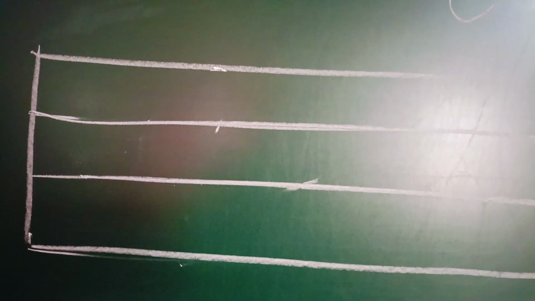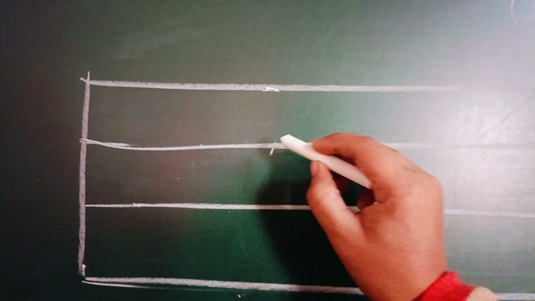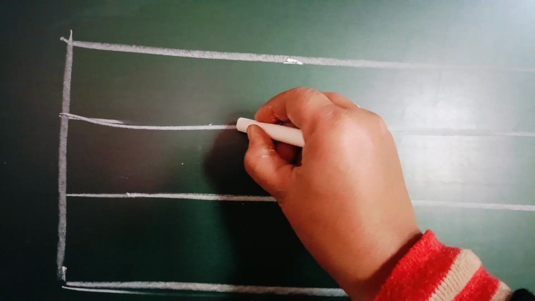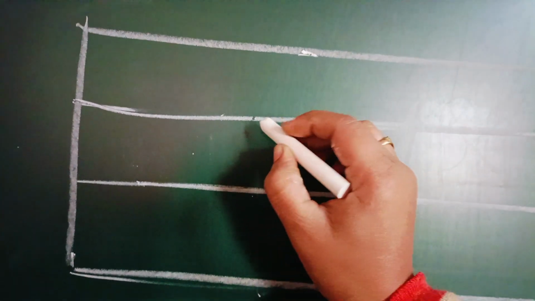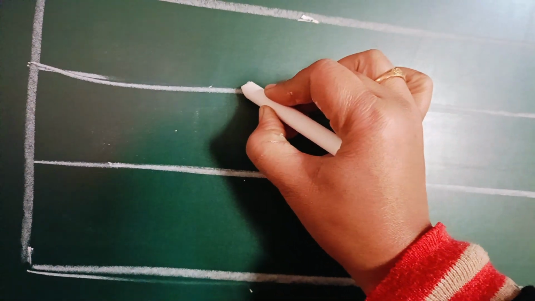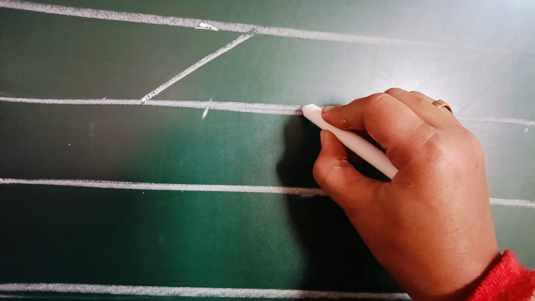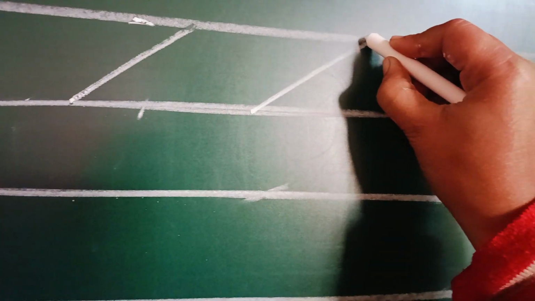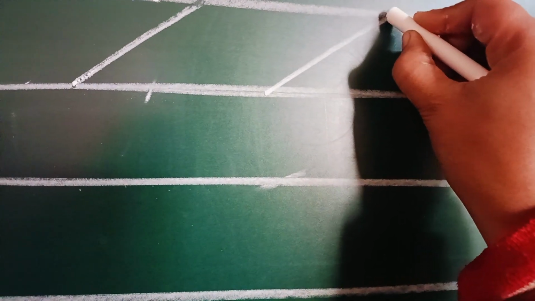So, as you know, we have the 4 lines in our English notebook. First of all, you have to put your pencil on the second line. 1, 2, 3, 4. Put your pencil on the second line and go up with the slant line. Again. Put your pencil on the second line, go up with the slanting line, and here just make a small curve. Only make a small curve.